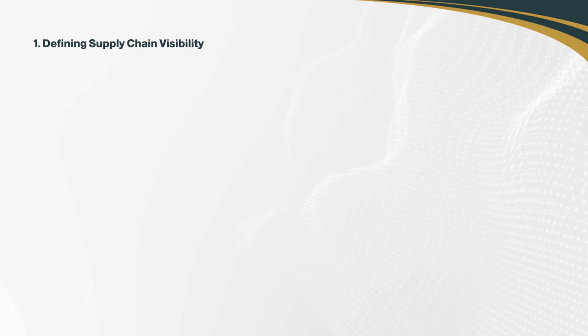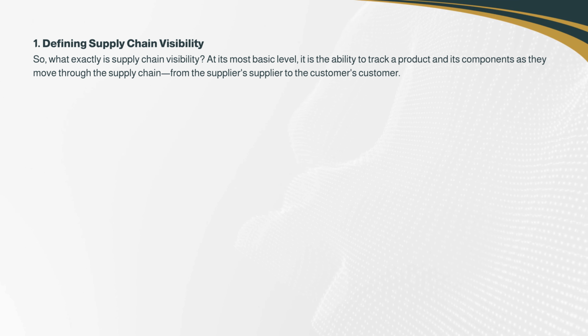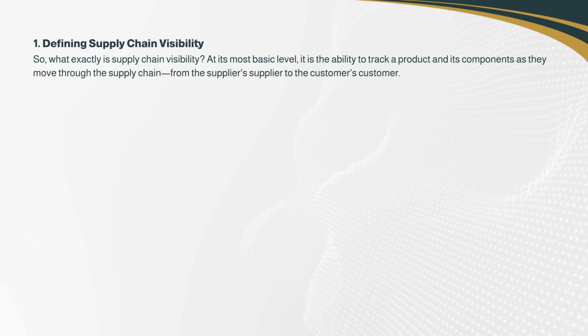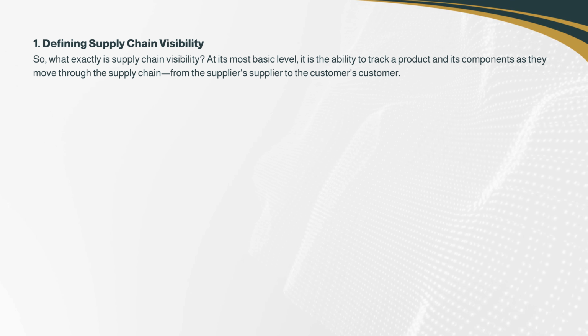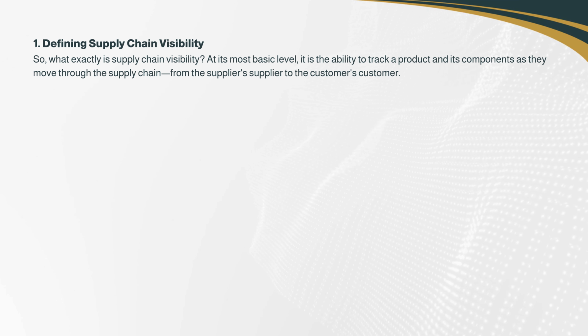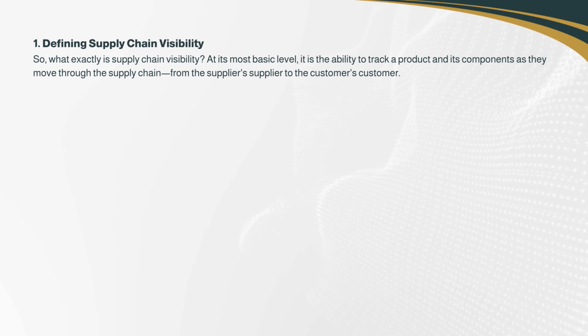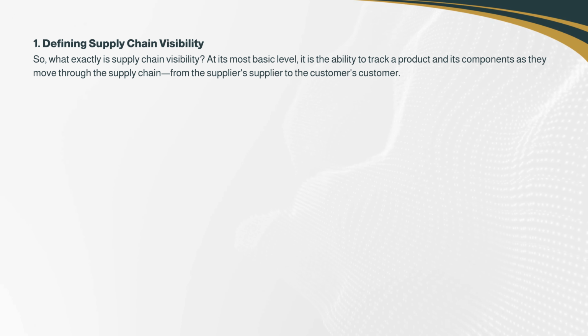1. Defining supply chain visibility. So, what exactly is supply chain visibility? At its most basic level, it is the ability to track a product and its components as they move through the supply chain, from the supplier's supplier to the customer's customer.